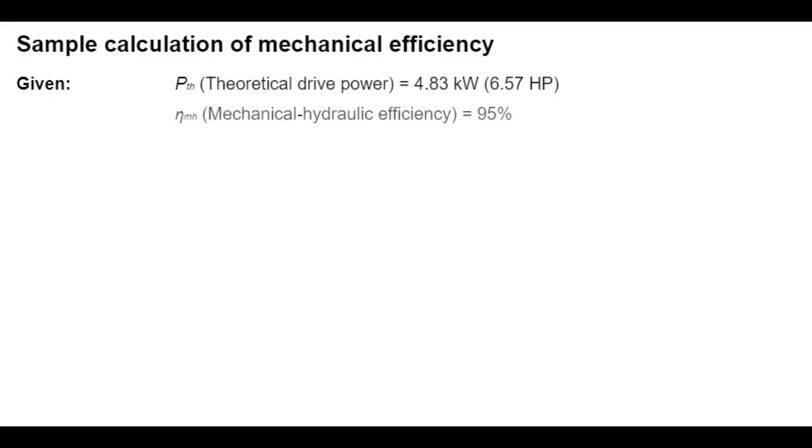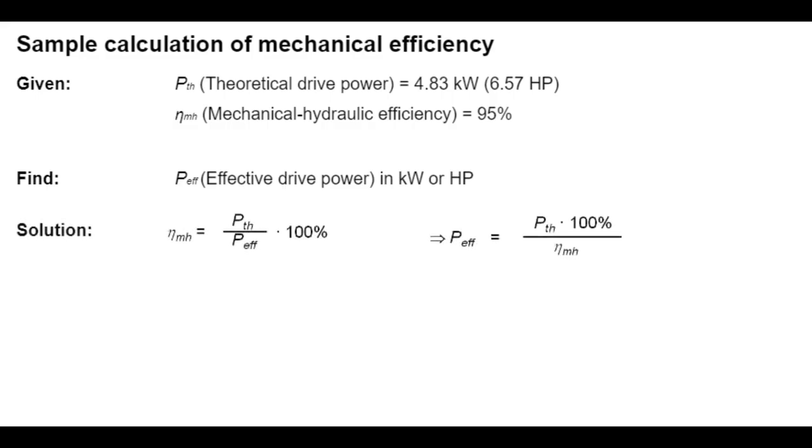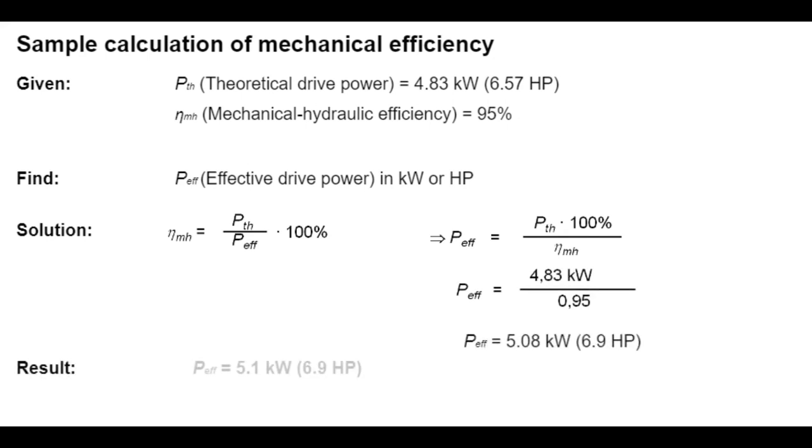We continue with our sample calculation. In the previous chapter, we calculated a hydraulic pump power of 4.83 kilowatts, 6.57 horsepower, for our external gear pump. This is the theoretical power that would be required to drive the pump if there were no mechanical hydraulic losses. The mechanical hydraulic efficiency of the pump is 95%. We want to find the effective power required to drive the pump. For the solution, we convert the efficiency formula for the unknown variable PF and calculate the effective drive power. We get a result of approximately 5.1 kilowatts, 6.9 horsepower.